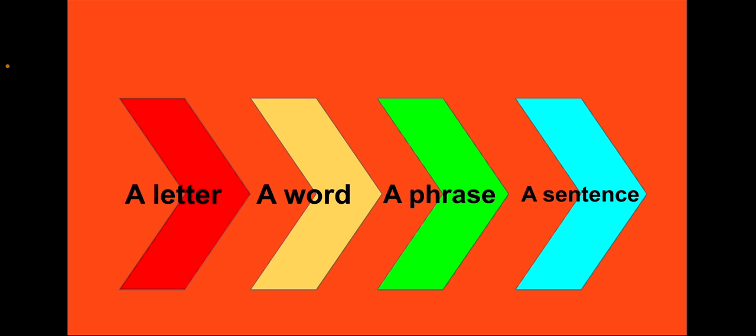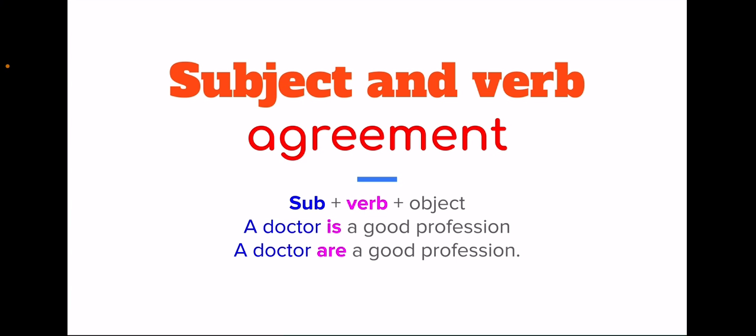Now, what is a sentence then? A sentence is also a group of words, but here it has a clear and complete meaning, unlike a phrase, which doesn't have a clear and complete meaning at all. So today we are going to look at subject and verb agreement. When we write a sentence, the subject and the verb should agree with one another.